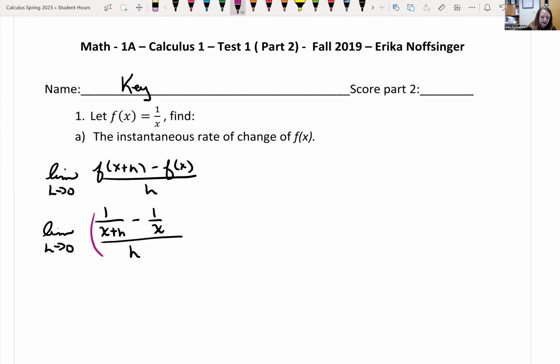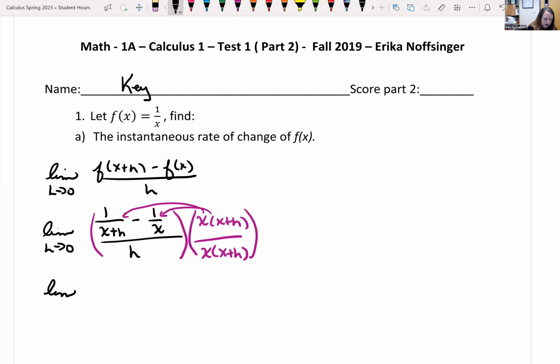We're going to manipulate it by multiplying by our fancy 1. That fancy 1 is the LCD of the fractions within, which in this case is x, all times x plus h, all over x times x plus h. Do something to the numerator, we also have to do it to the denominator. So now when we do our distribution, our fractions are going to go away within our fraction.